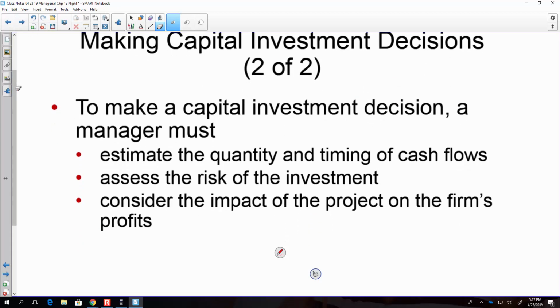To get to that point, we have to estimate the cash flow timings. We have to assess the risk associated with that timing of cash flow, because there's a lot of unknown. If we're looking at a capital investment, we're looking forward 5, 10, 20 years, so there's a lot of unknowns there. And we have to be concerned about that rate of return for our company, the profit aspect of it. Will this equipment investment generate some profit for our company? And this is all discussed on page 647.